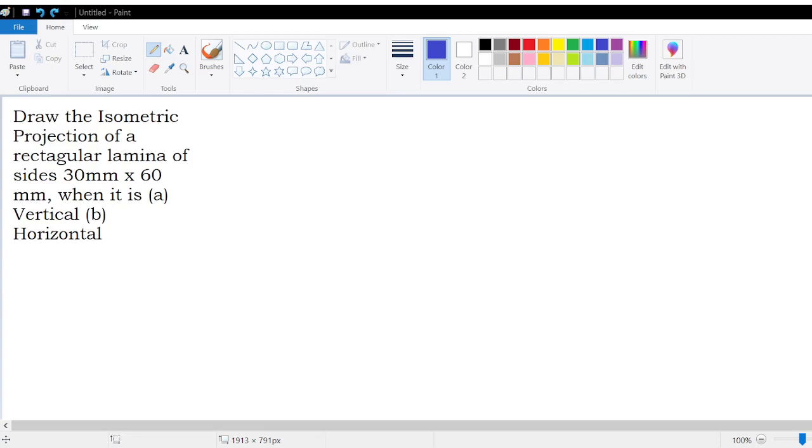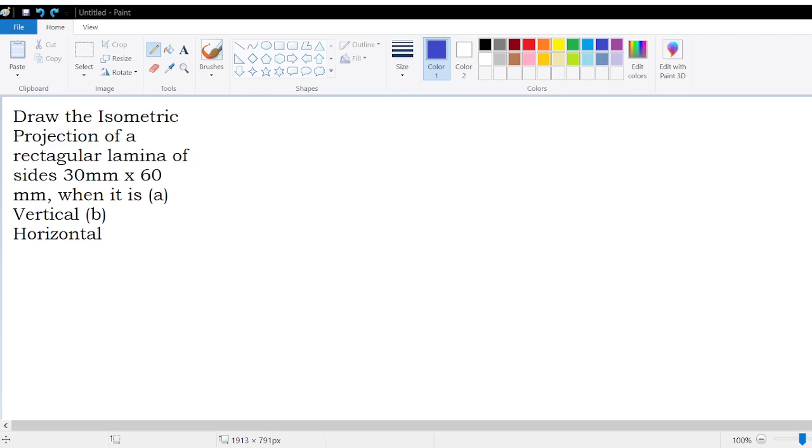Why we are doing this problem is that, see, if you look at a square prism, you can see that the base and the top, they are square, whereas the four sides, they will be rectangles. So it can be split into two square laminas plus four rectangular laminas. So the combination of these six laminas will give you the isometric either view or projection. So in this question, you are asked to draw when this lamina is in a vertical position, and the second case when it is in the horizontal position.